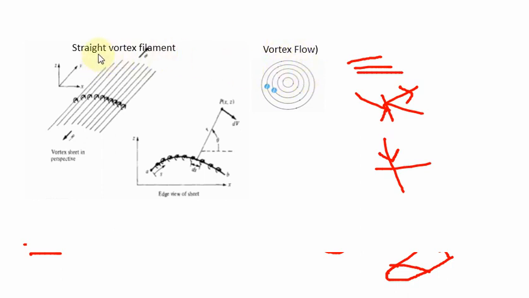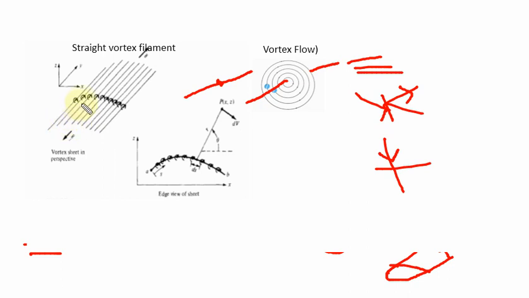And this is called a straight vortex filament. This is called a vortex sheet, the total arrangement. Suppose I want to make this a vortex filament, so this is my vortex point. I am drawing one line perpendicular to the flow. This is called a straight vortex filament. This is a vortex flow, I am making a line like this. Okay, a single straight vortex filament.